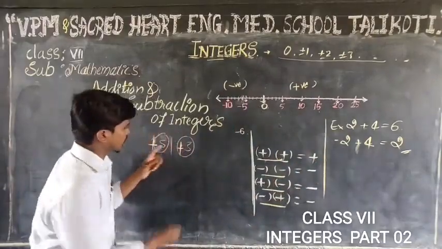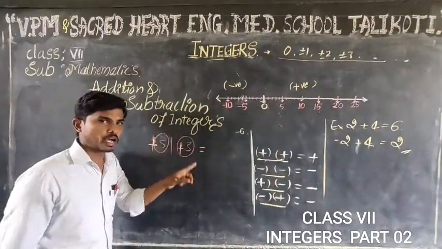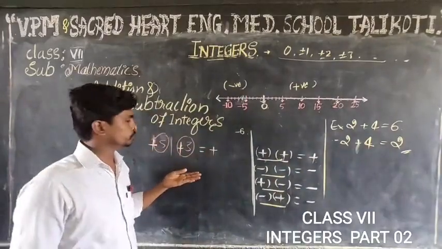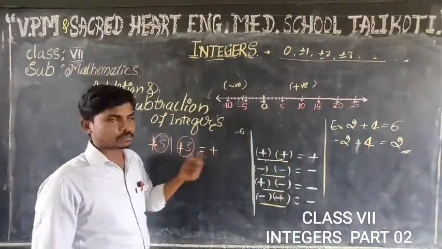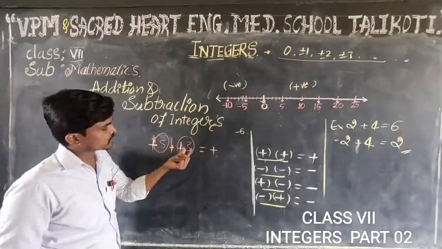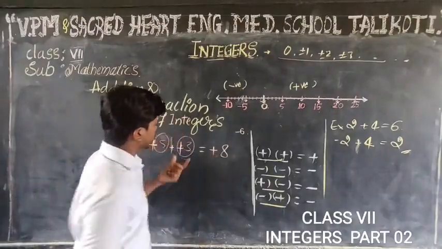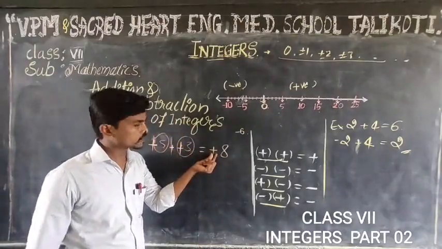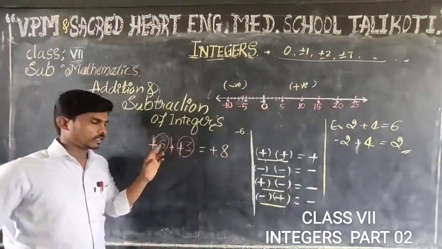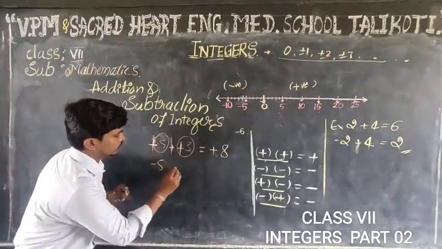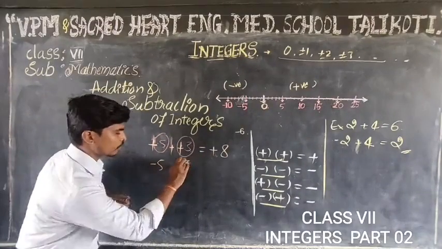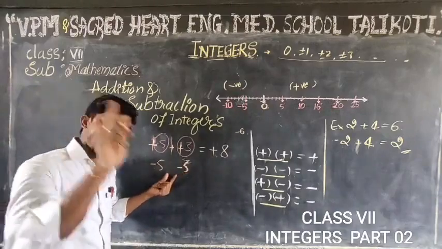If both integers have a positive sign, add them, and the symbol of the result must be positive. Yes, simply add them. 5 plus 3 is equal to 8. Here the result symbol is plus. Okay. Next, if both integers have a negative sign, this is minus 5, minus 3, then also add them.